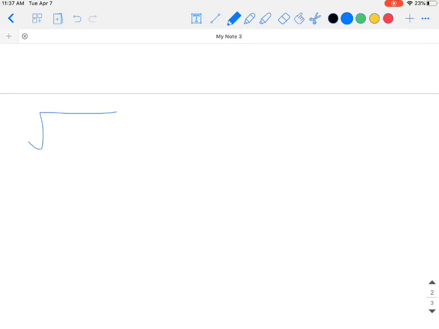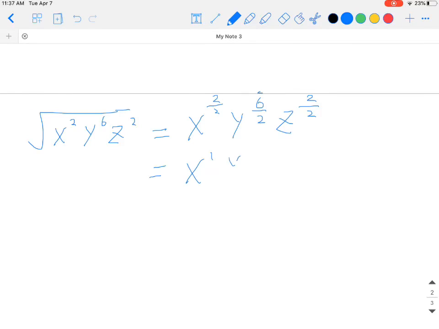What happens if I have the square root of x squared y to the 6 z to the 2? Then you have to divide by 2 on the exponent for each of the variables. X to the 2/2, y to the 6/2, z to the 2/2. This we get x to the 1, y to the 3, z to the 1.